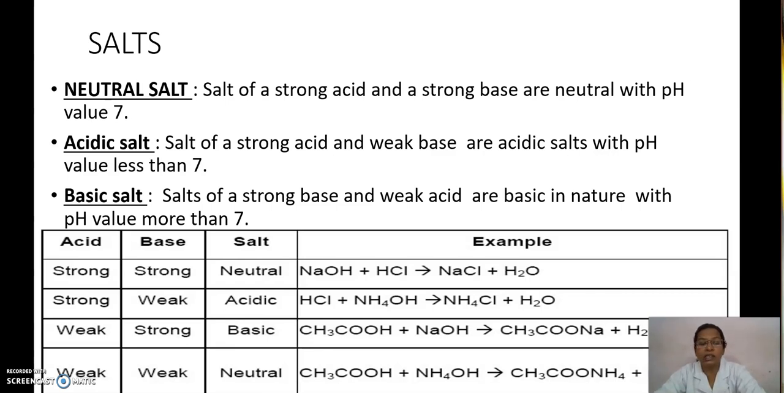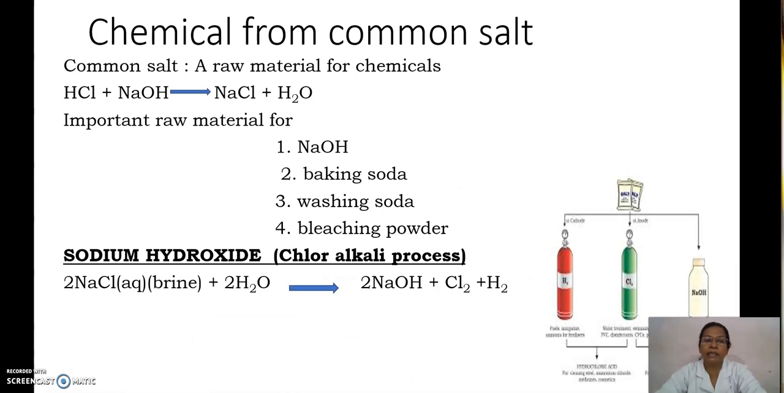Then the fourth condition. I have already told that when a strong acid is combined with a strong base, the product will be neutral. In this case also, a weak acid is combining with a weak base. Example, acetic acid combining with ammonium hydroxide. So here also ammonium acetate is formed, which is also a neutral salt. So we have seen the three types of salt: acidic salt, neutral salt, and basic salt.